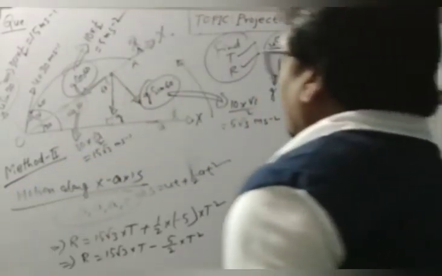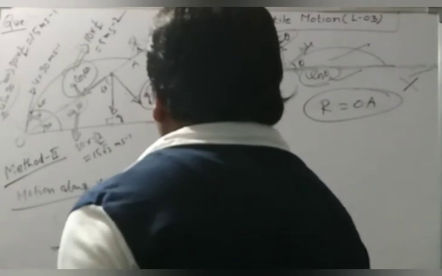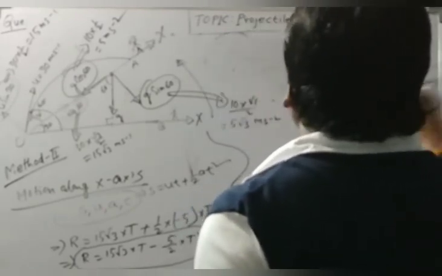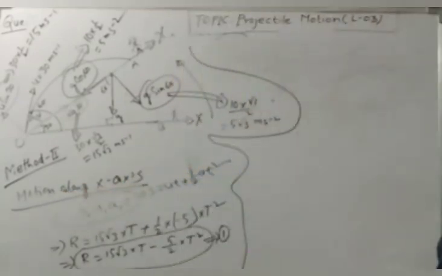So this is one result. You can call it equation number 1. This was the discussion of motion along the x-axis.